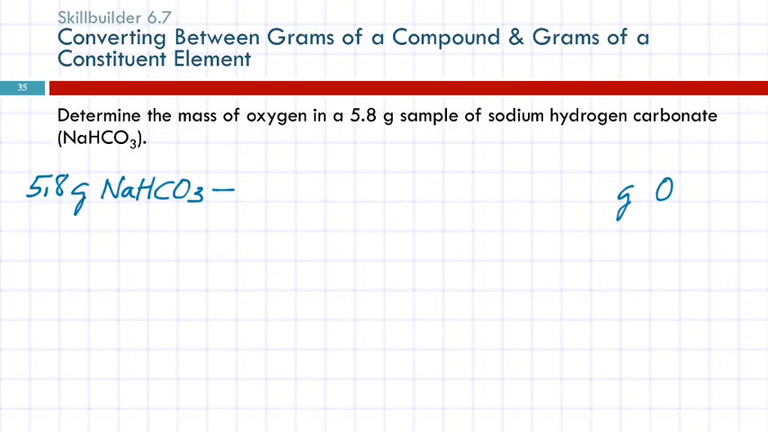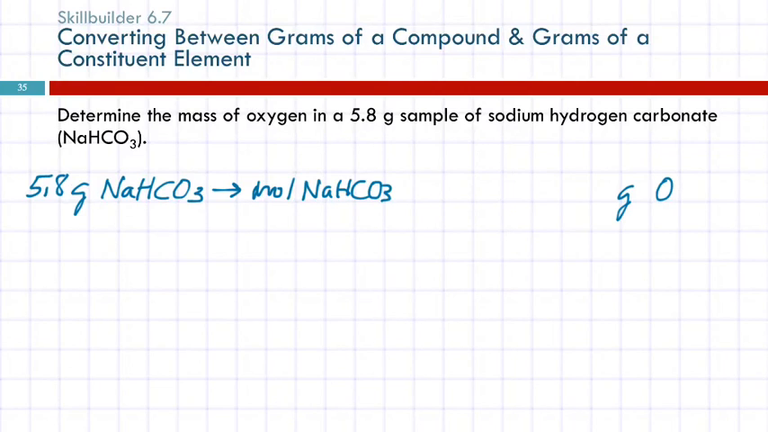So we could go from grams of sodium hydrogen carbonate to moles of sodium hydrogen carbonate. Yes, it gets tedious writing the formula over and over again. Just do it. This conversion is just the molar mass. We just take the masses of each of the elements, we add them up together, we figure it out from the periodic table.